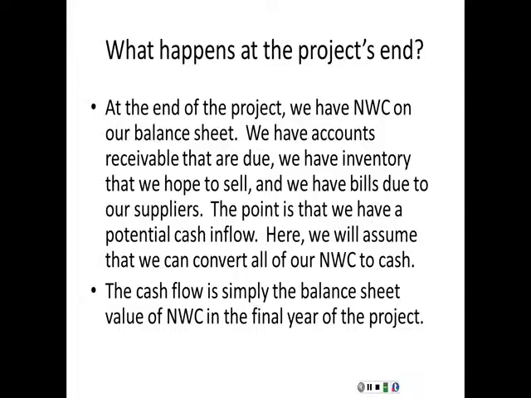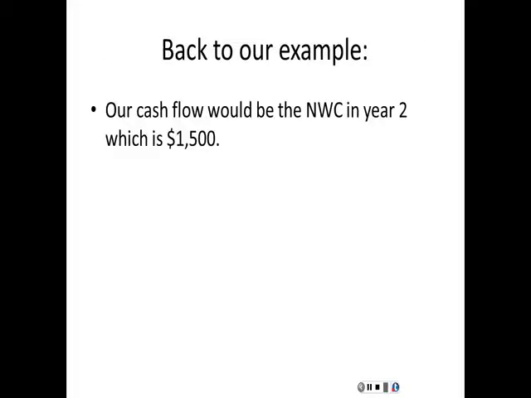So the point is, when a project ends, we resolve our net working capital by zeroing out those accounts. The way we zero it is we collect the cash and pay what we owe people. So we convert net working capital to a cash flow, in other words. So the simple way to do this is just look at our balance sheet value of net working capital at the end of the project. So for our example, the net working capital at the end of year 2 is $1,500. That amount, in theory, can be converted to a cash flow.